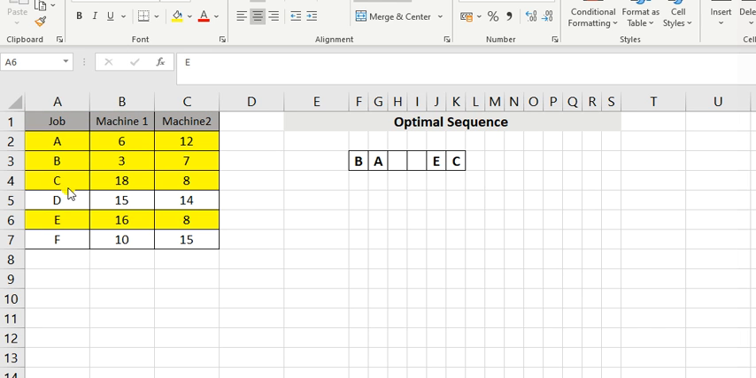Now we have jobs D and F left, and we can see that F had the shortest processing time on machine 1, so we schedule it right after job A. And of course, D just goes into the remaining empty spot.